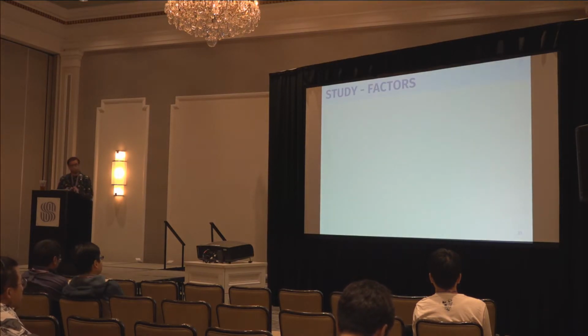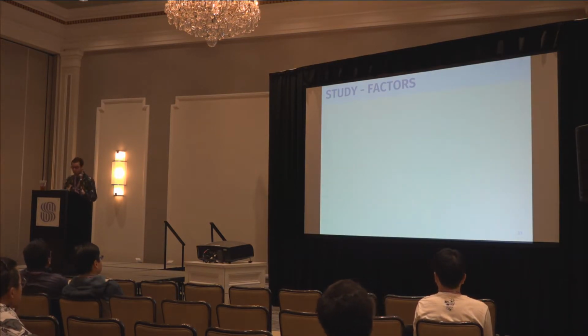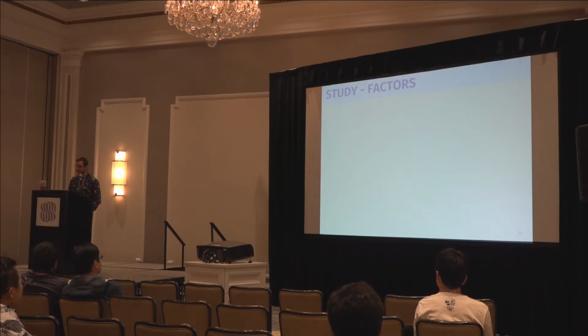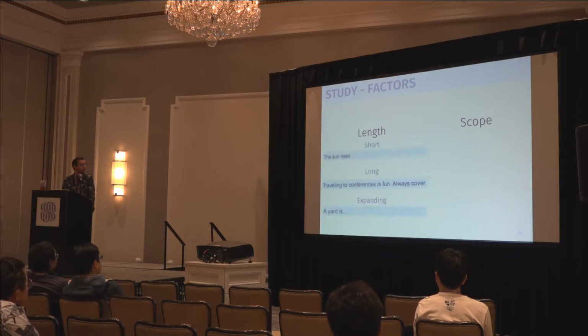We introduce the following two factors to operationalize different contexts in which annotations are made: length and scope. So what is annotation length? It could be short, long, or expanding. The length corresponds to how many words a sentence can contain. Short for short sentences, long for long sentences, and the expanding condition expands words as long as you write, and the user has no cues on how many words the sentence can contain.